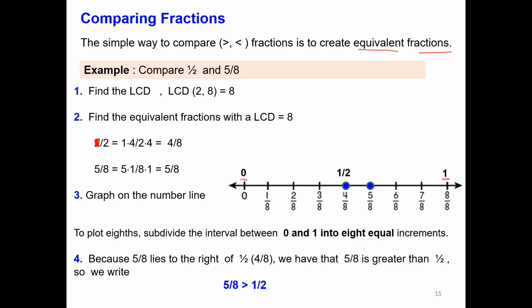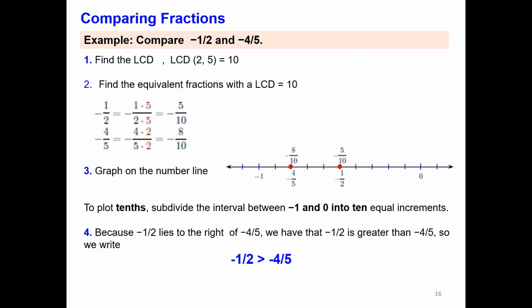Now, always the number that lies on the right side is the greater number. Now we can conclude, because 5 over 8 is to the right of 4 over 8, that 5/8 is greater than 4/8, which is 1/2. Yes. Then 5 over 8 is greater than 1/2, and the reason is this number is to the right. It lies to the right side on the number line.